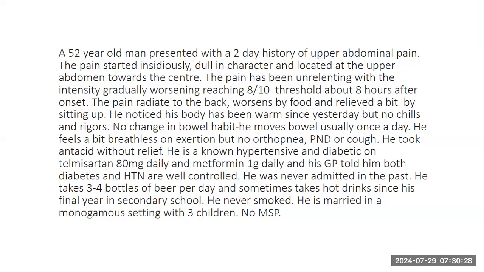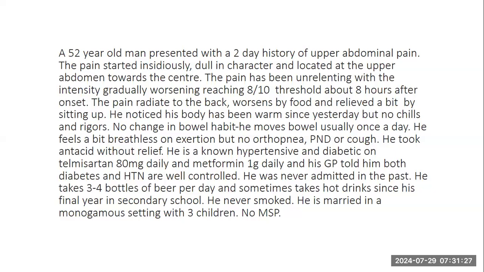And the question reads, a 52-year-old man presented with a 2-day history of upper abdominal pain. The pain started insidiously, dull in character, and located at the upper abdomen towards the center. The pain has been unrelenting with the intensity gradually worsening, reaching 8/10 threshold about 8 hours after onset. The pain radiates to the back, worse by food, and relieved a bit by sitting up. He noticed his body has been warm since yesterday, but no chills and rigor, no change in bowel habits. He moves his bowel usually once a day. He feels a bit breathless on exertion, but no orthopnea, PND, or cough. He took antacid without relief.